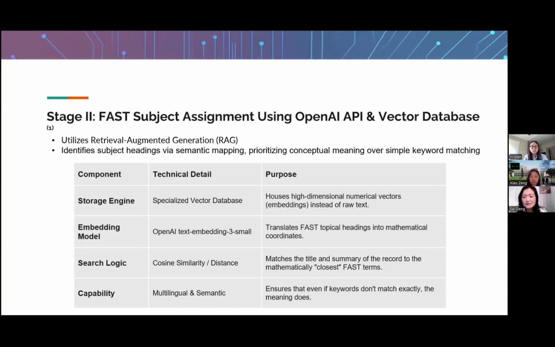Queries are matched through similarity search, returning contextually relevant subjects rather than just keyword matches. So this retrieval augmented generation, RAG-based approach improves accuracy and reduces irrelevant headings in batch processing.